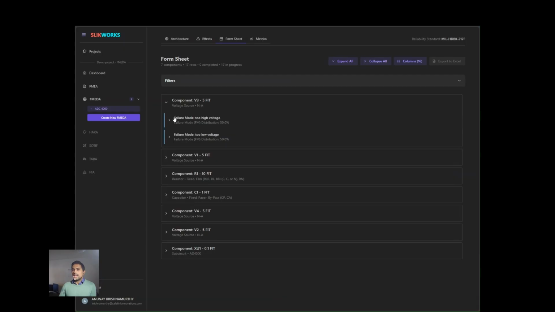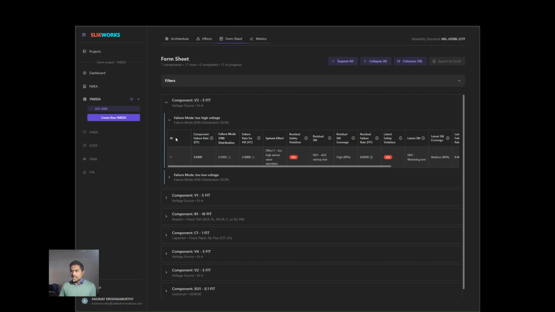If we expand one, then we see it has two failure modes. Failure mode 1 is too high voltage and its distribution is 50%. Failure mode 2 is too low voltage and its distribution is 50%. Let's go one level below that and see what metadata we have for each of these.